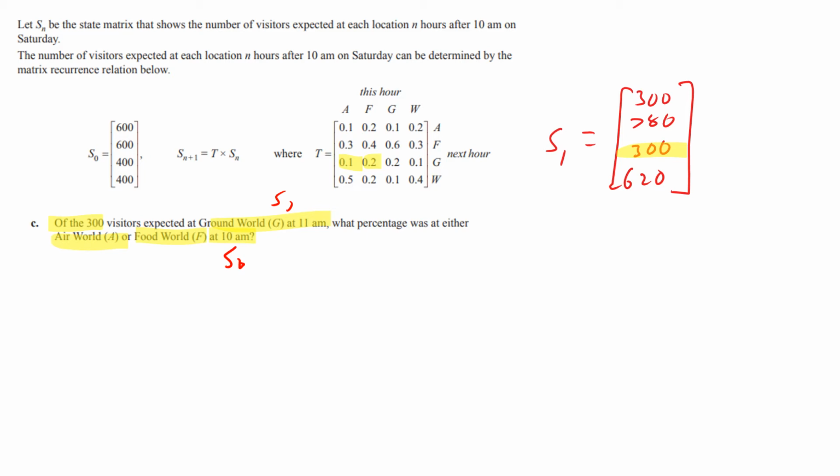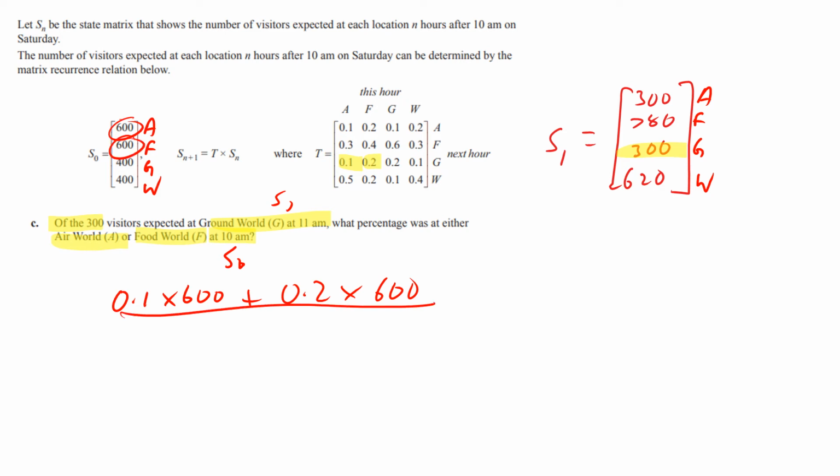And let's just remind ourselves of the labeling on these. These are also labeled A, F, G, W, and that's also A, F, G, W. So all you need to think about is that 10% of A goes to G, so 0.1 times 600, plus 20% of Food World goes to Ground World, so 0.2 times 600, because the values are 600 and 600 that we've got there, and divided by the 300 that they told us were there in the end. When you put all those numbers in together, you'll get 0.6, which equals 60%, because the question asked you for percentage. Make sure you check what units you're supposed to be using.